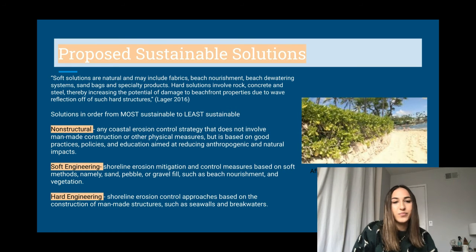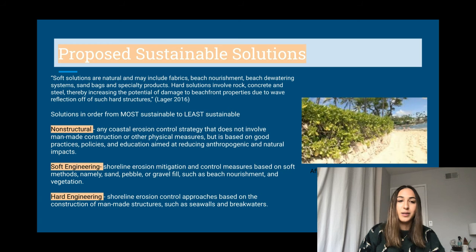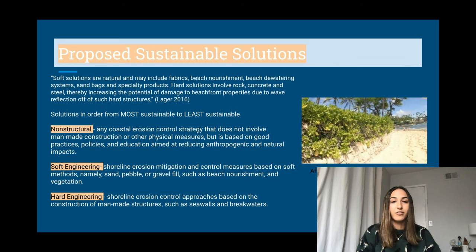First, we have non-structural. Any coastal erosion control strategy that does not involve man-made construction or other physical measures, but is based on good practices, policies, and education aimed at reducing anthropogenic and natural impacts. Next, soft engineering is shoreline erosion mitigation and control measures based on soft methods, namely sand, pebble, or gravel fill. This includes beach nourishment and vegetation. And as you can see on the image on the right, that is after shoreline vegetation work in Hawaii back in 2015. And lastly, the least sustainable solution proposed is hard engineering. This is control approaches based on the construction of man-made structures such as seawalls and breakwaters.